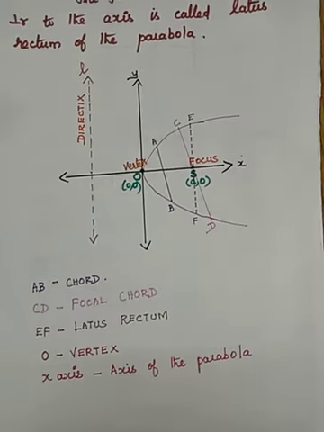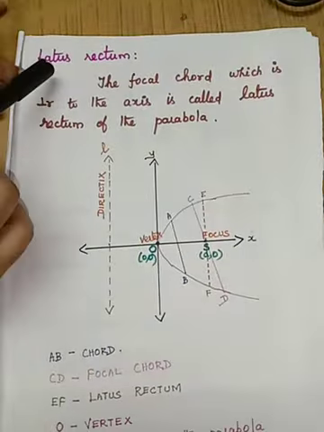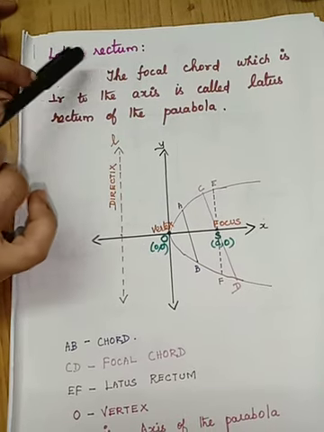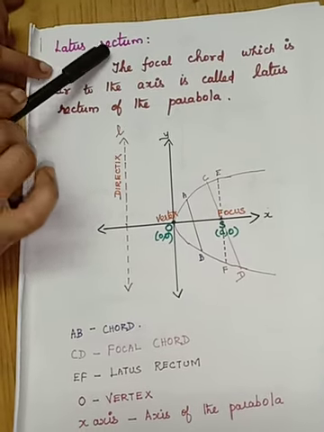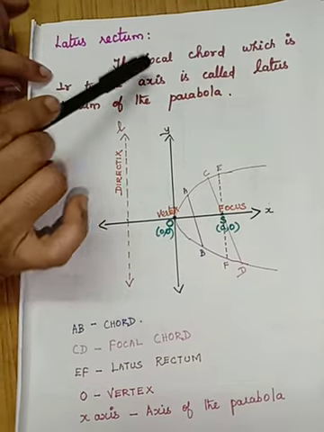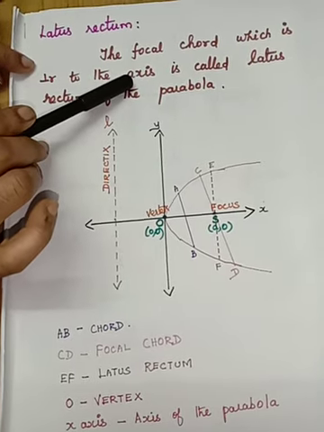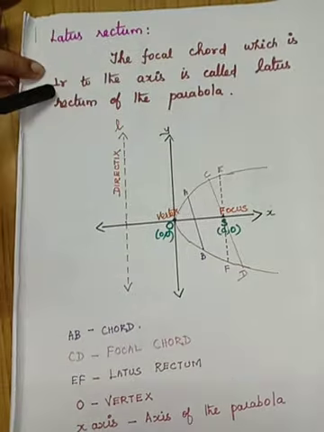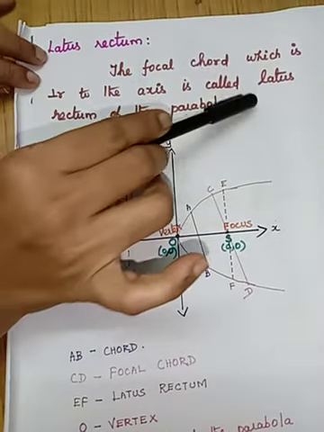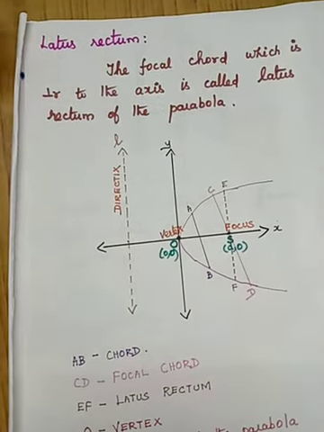The next one is very very important. The next one is called latus rectum. So latus rectum, how should it be? The focal chord which is perpendicular to the axis. This word is important: which is perpendicular to the axis is called the latus rectum of the parabola.